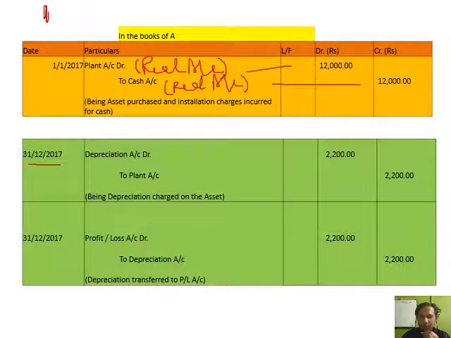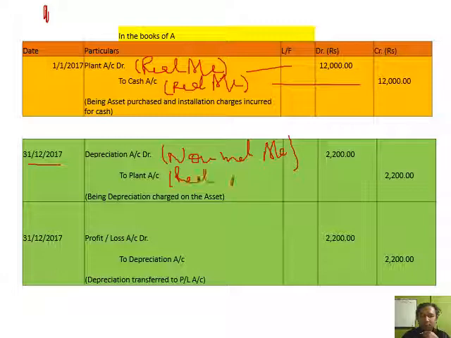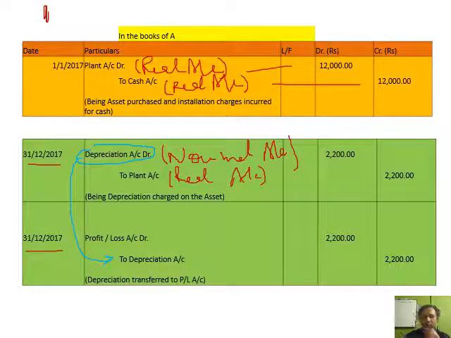On 31st December 2017, we will charge depreciation. Depreciation account debit, which is a nominal account, to plant account, which is a real account. Likewise, on that same day, 31st December 2017, the depreciation calculated in the last entry must be transferred to profit and loss account. So profit and loss account debit to depreciation account, we are transferring this amount to the profit and loss account.